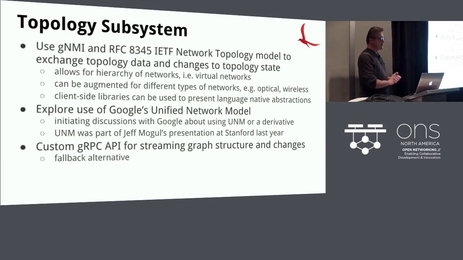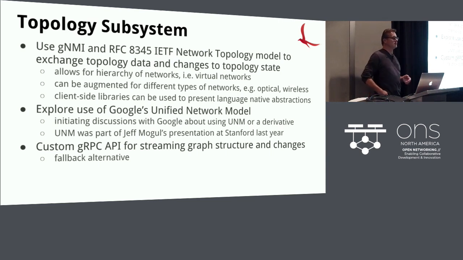So let me talk a little bit about some of these pieces. For the topology subsystem, we're currently exploring what models to use. One of the possible candidates is actually IETF model 8345, which was developed by our friends from OpenDaylight and Cisco. Seems suitable. But that's just one of the options. Another option is we're exploring use of Google's unified network model.